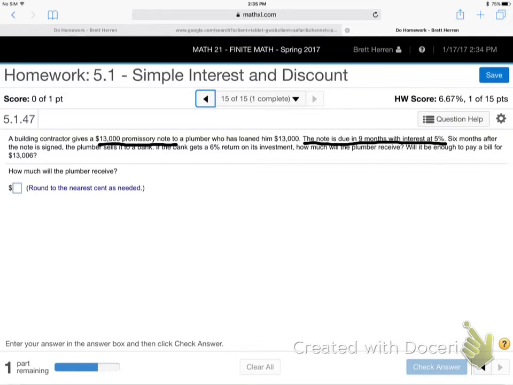The note is due in 9 months with interest at 5%. Six months after the note is signed, the plumber sells it to the bank. If the bank gets a 6% return on its investment, how much will the plumber receive?